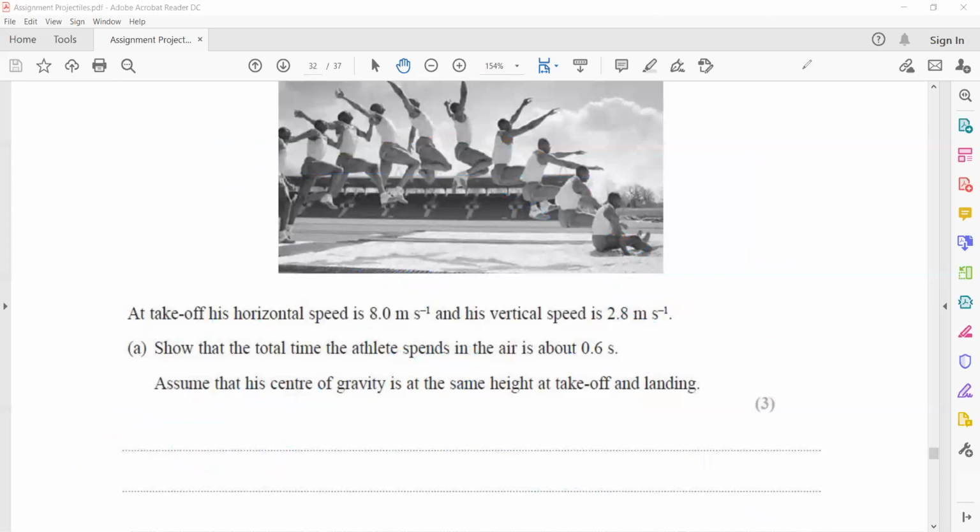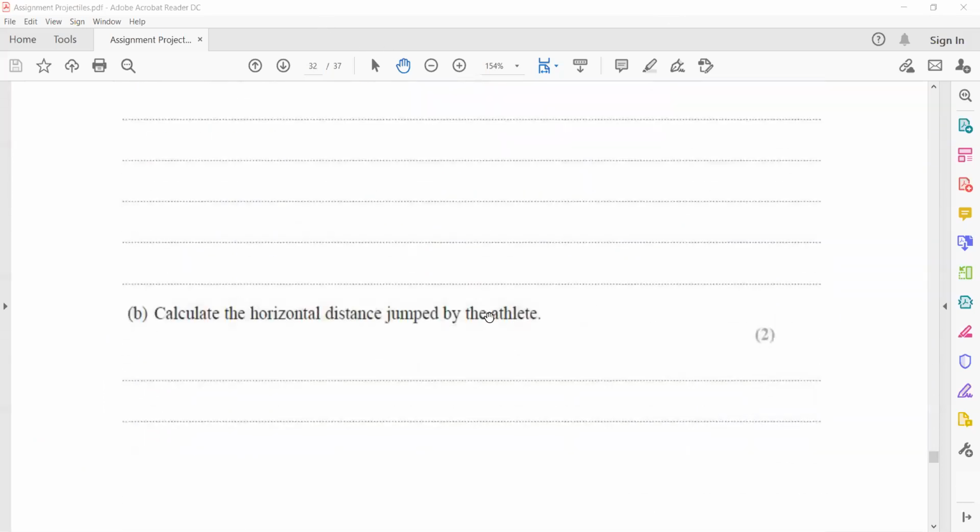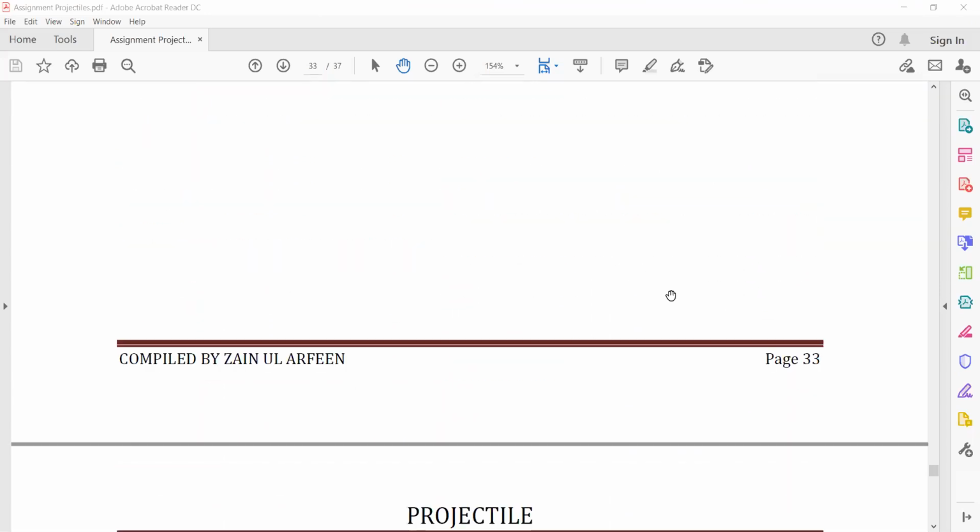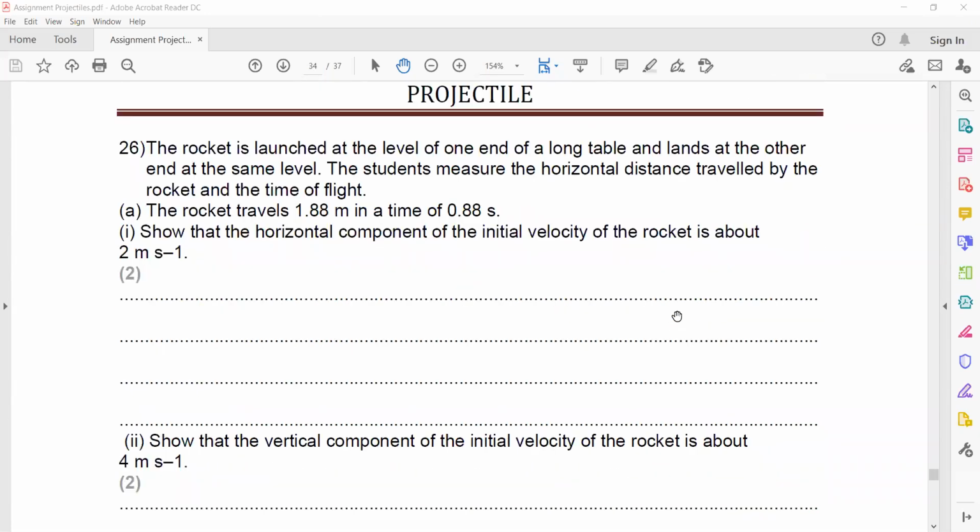Then page 34. Question number 26A. A rocket is launched at ground level from one end of a long table and lands at the other end at the same level. The student measured the horizontal distance traveled by the rocket and the time of flight. The rocket traveled 1.88 meters and the time of flight is 0.88. Show that the horizontal component of the initial velocity is about 2.